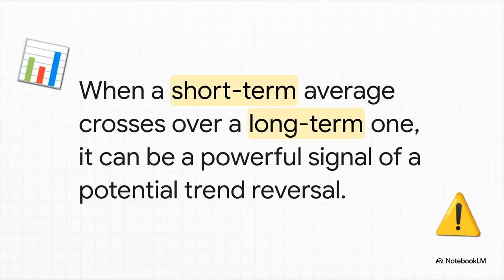Another classic tool, moving averages. And specifically, you want to watch for crossovers. When a fast-moving short-term average crosses over a slower long-term one, that's a big deal. For example, when the 50-day moving average crosses below the 200-day, it has a famous and pretty ominous name, the death cross. And it's named that for a reason. It's often a very clear signal that the underlying momentum has fundamentally shifted and a big reversal could be happening.